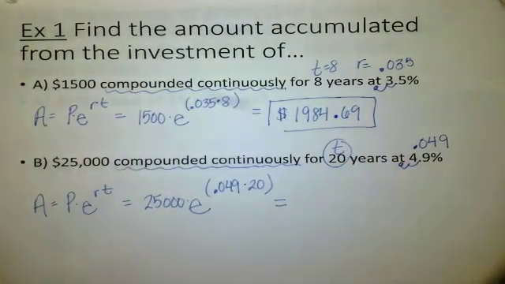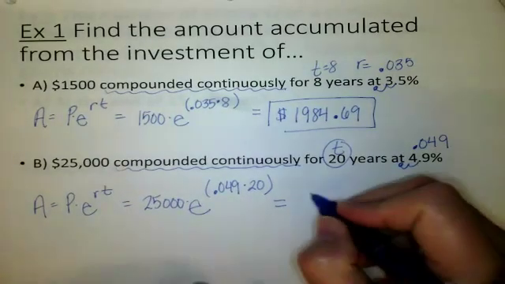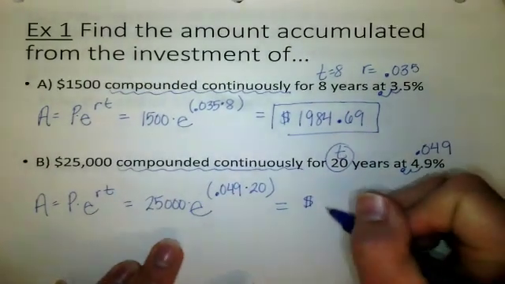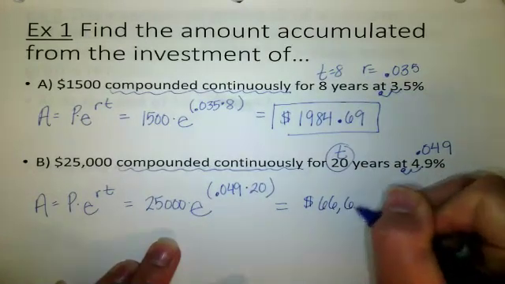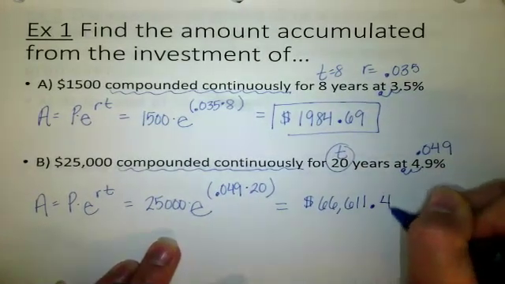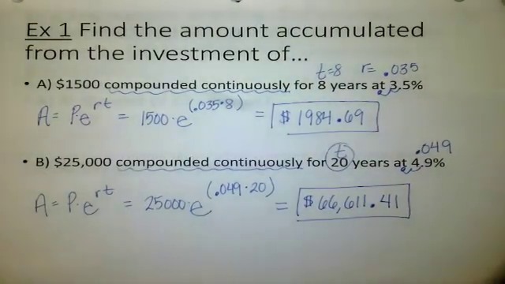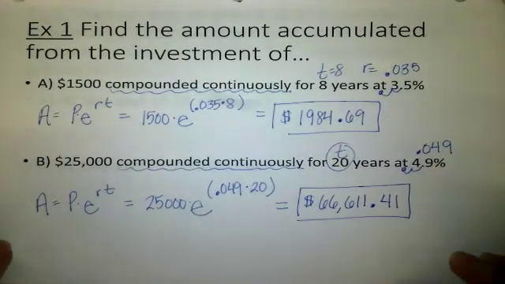So plug that into your calculator. Make sure you know how to plug it into your calculator. I cannot help you on this test with your calculator. All right, again, we're talking about money. We started with $25,000. How much money do we have after 20 years? $66,611.41. Good, 41 cents. All right. Did anyone not get that using their calculators? Okay. Any questions on those?